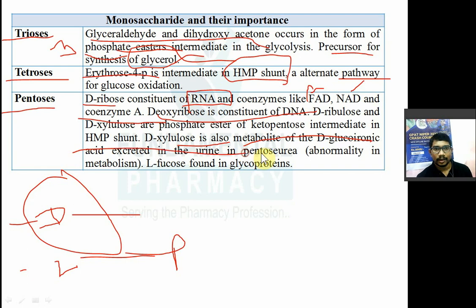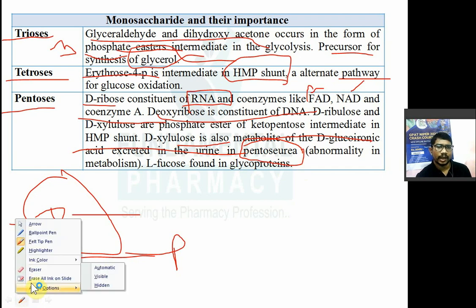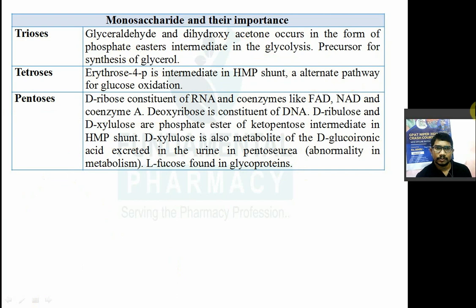There is one disease known as pentosuria, which is an abnormality in the metabolism of pentose sugar. If there is a defect in the metabolism of D-xylose, there is an increased level of D-glucuronic acid metabolite in the urine, and this condition is known as pentosuria. Then L-fucose is also a pentose sugar. It is found in glycoproteins.